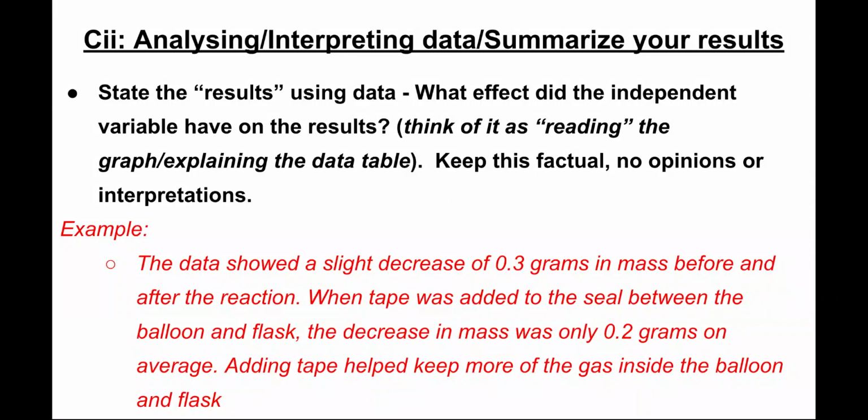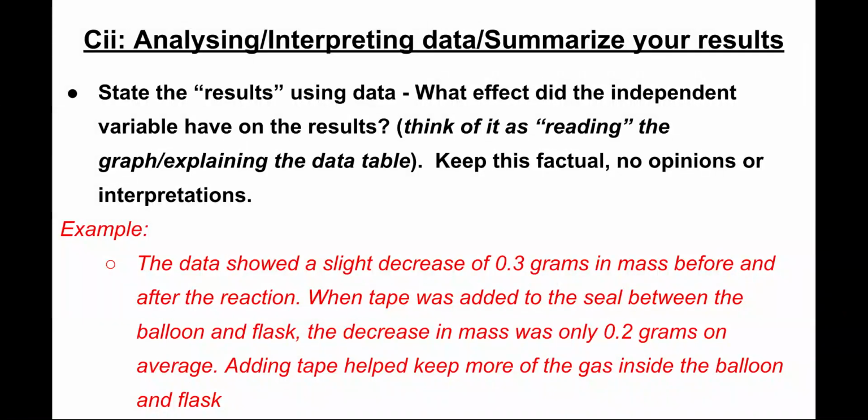Okay, and then the final piece of your scientific method process will be to write a conclusion. A conclusion kind of has four parts. So first, you'll need to analyze or interpret the data that you collected from your experiment and summarize the results.